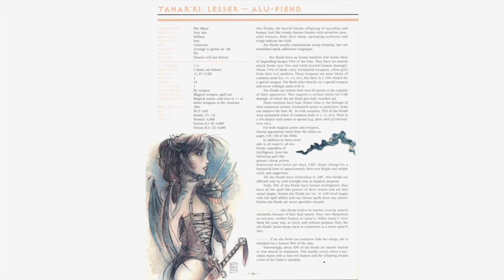Not all Alufines are evil either. Some are chaotic neutral, or even true neutral, if their mortal father wasn't evil. They are the weakest of the lesser demons.